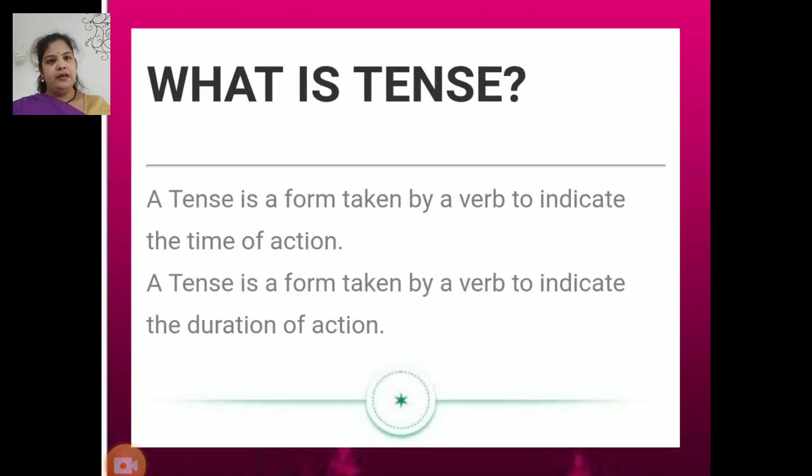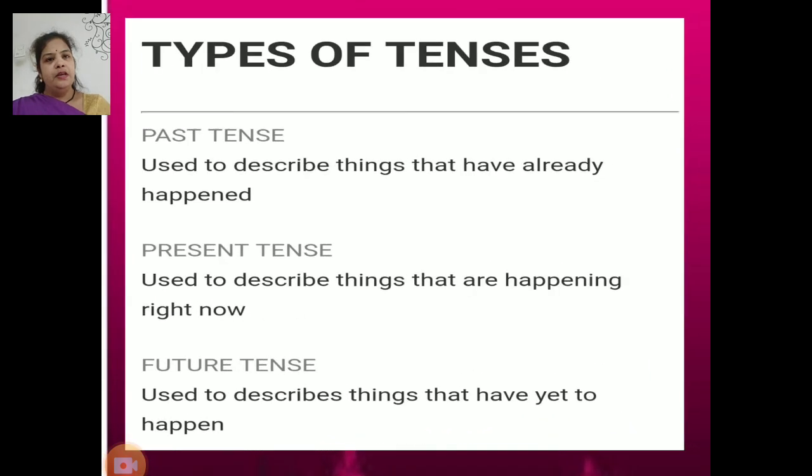Let's see quickly what is tense. A tense is a form taken by a verb to indicate the time of action, or a form taken by a verb to indicate the duration of action. We have three types of tenses: past tense, present tense and future tense. Past tense is used to describe things that have already happened. Present tense is used to describe things that are happening right now. And future tense is used to describe things that have yet to happen.